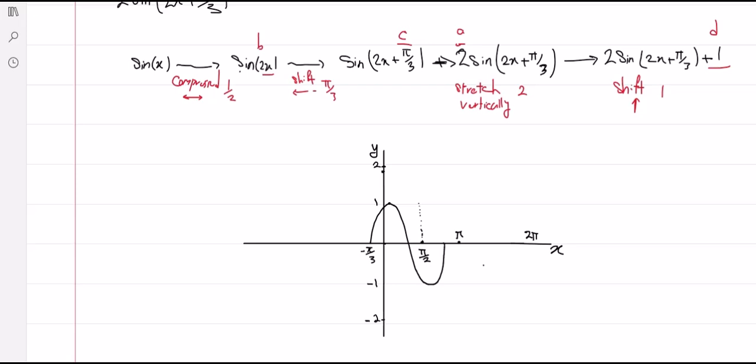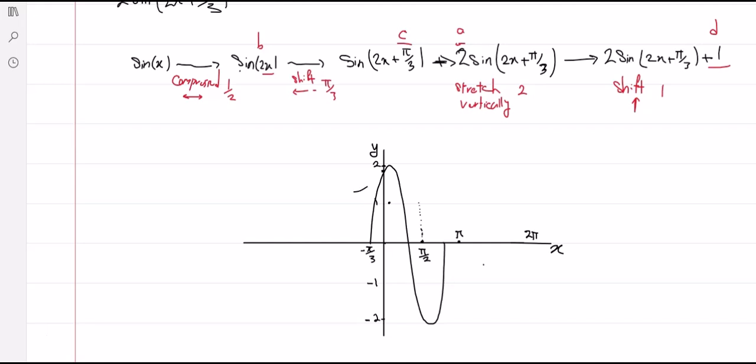Now, in order to get to this point, I'm just going to stretch it vertically. I'm not going to shift it to the left or right. I'm just going to move the maximum value to 2. It would be looking like this. And at the same time, I'm moving the minimum value to minus 2 as well. So our final graph is looking like this.